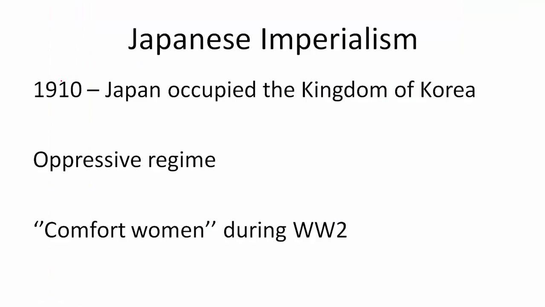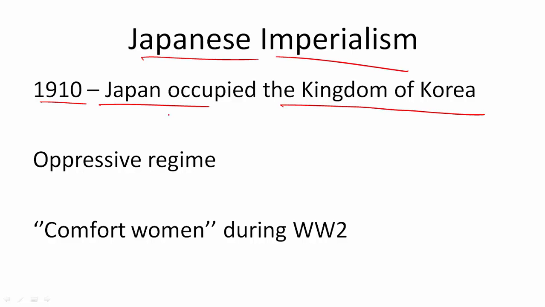In the earlier part of the 20th century, Japan was a big imperial power. It was conquering all territories surrounding islands like Taiwan, Korea. It attacked China also 2 or 3 times. So in 1910, Japan occupied the Kingdom of Korea. Okay, they deposed the king of Korea and they occupied it. And for the next 35 years, they ruled as a very oppressive regime.